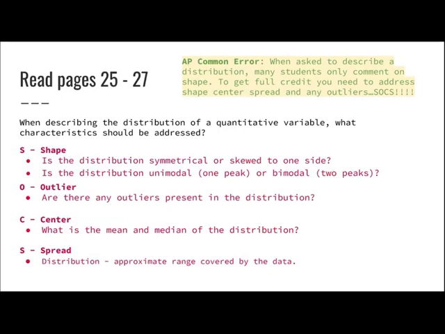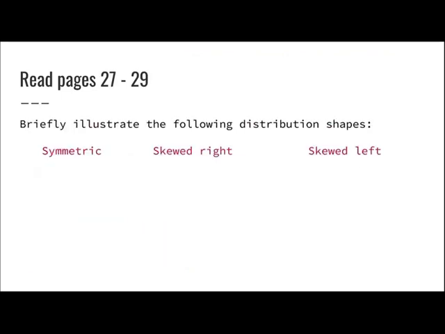So an AP common error is when asked to describe a distribution, many students only comment on the shape. To get full credit, you guys are going to need to address the shape, center, spread, and any outliers. And we like to call this SOCS. Take a second and read pages 27 through 29.